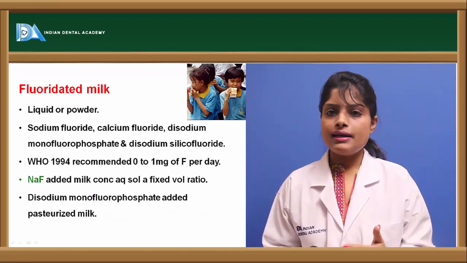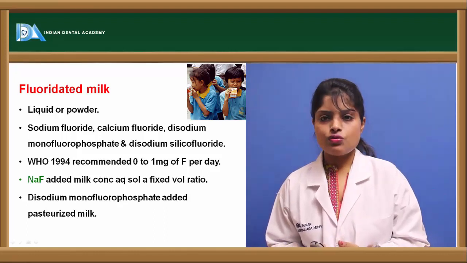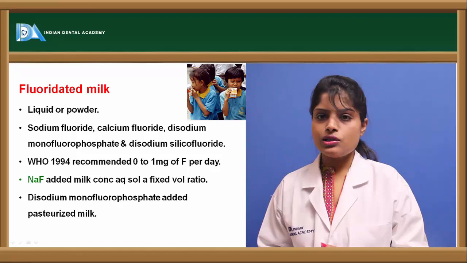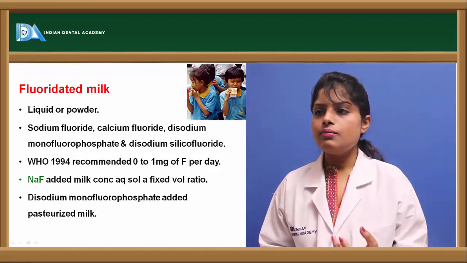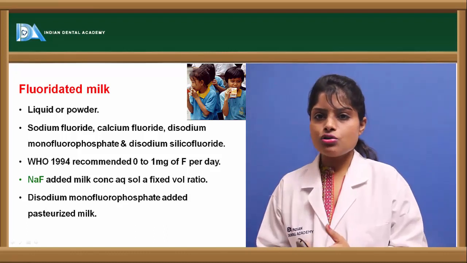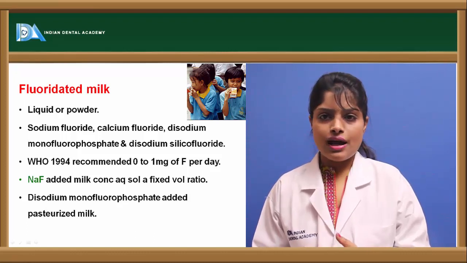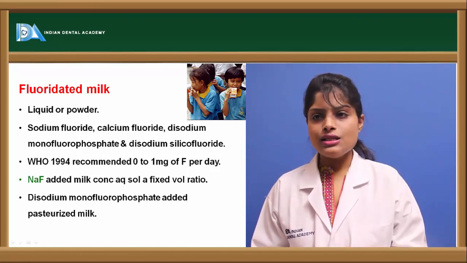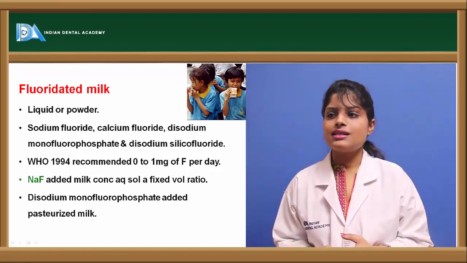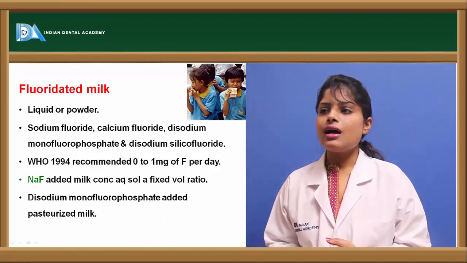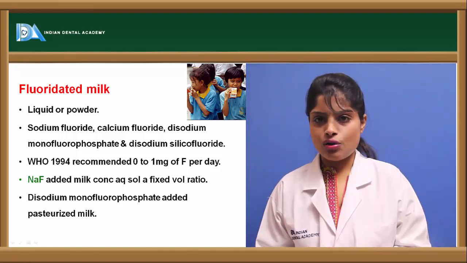Now, there was another modality for systemic fluoride administration, which was milk fluoridation, in which the fluoride can be added to either liquid or powdered milk. The basic compounds used were sodium fluoride, calcium dimonofluorophosphate, and disodium silicofluoride. The World Health Organization in 1994 recommended that 1 milligram of fluoride should be taken per day by a person.